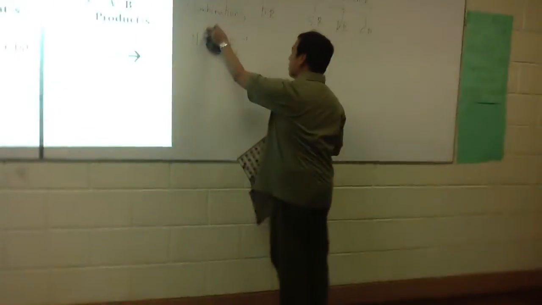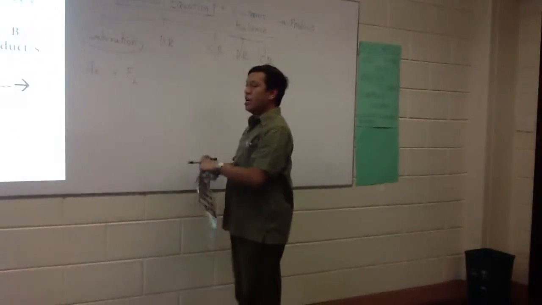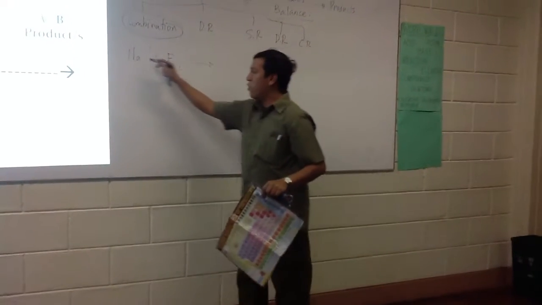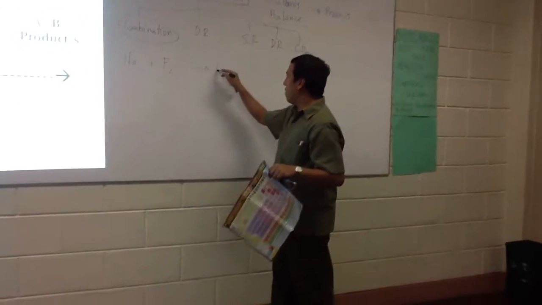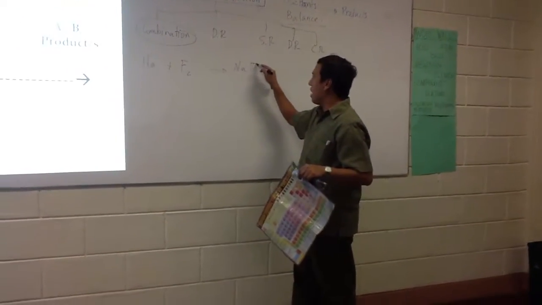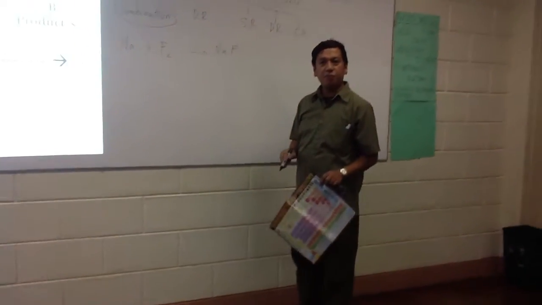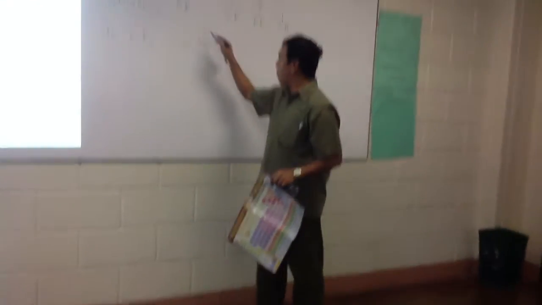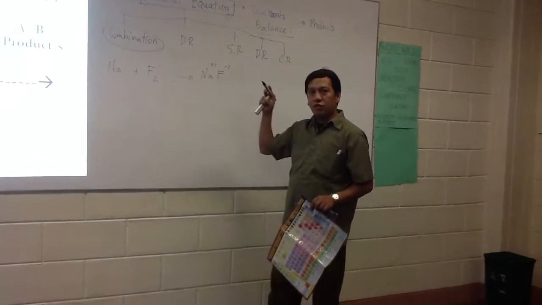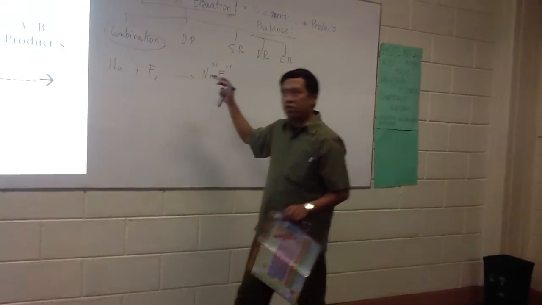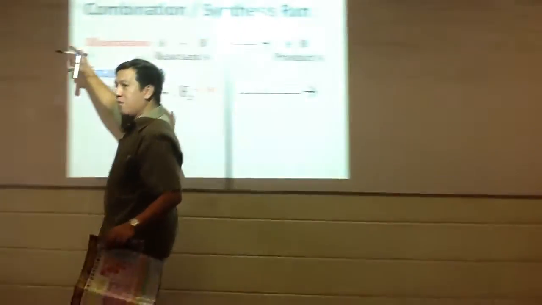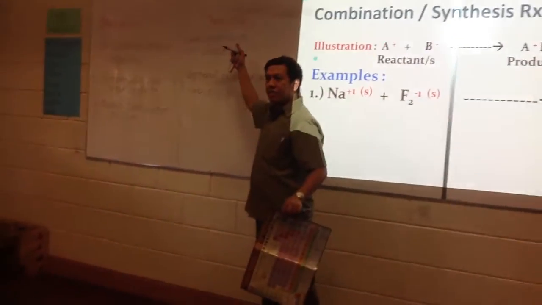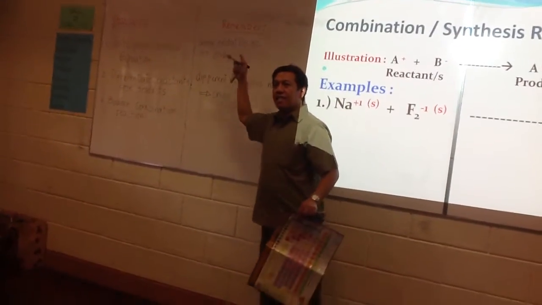I'm going to erase the oxidation number because it's been written. These are the reactants. We're just going to combine them so it produces a product of NaF. You understand? Oxidation number is +1 and -1. Let's try to recall what happens to the oxidation numbers if they are the same? We cancel or crisscross? Addition? Cancel. So very good.